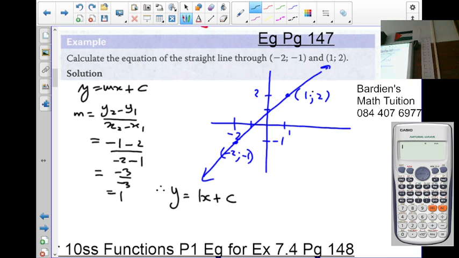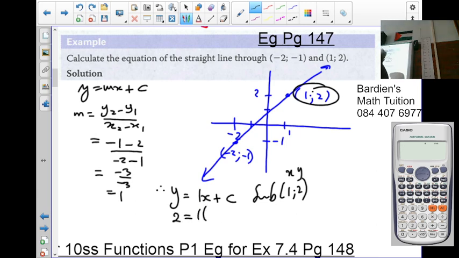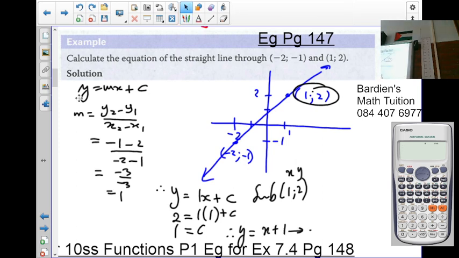Okay? So what do we do with this, people? We can substitute any one of the two coordinates in. So let's go with the positive one. So we substitute 1 and 2. This is x and y. So we say 2 is equal to 1 times 1 plus c. So c works out to be 1. So what's my equation? y is equal to x plus 1. Okay, and that also confirms now that the graph is actually going through a y value of 1.